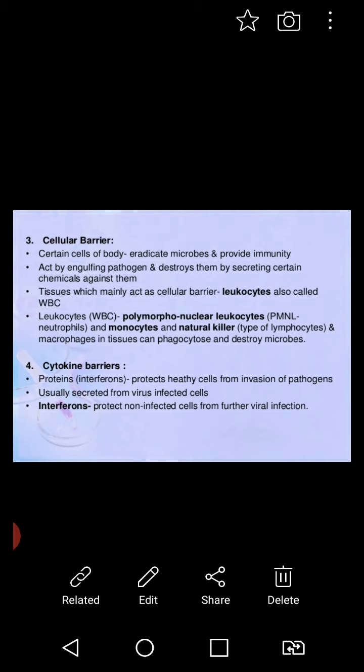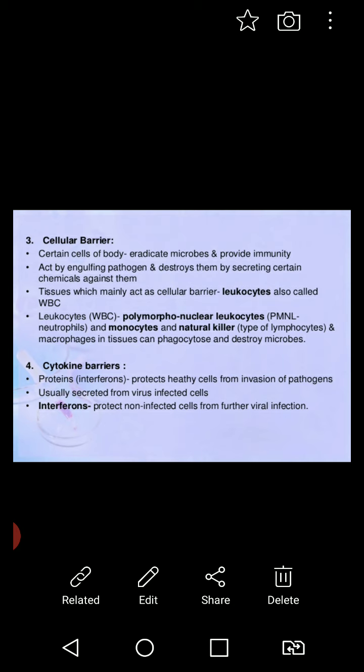What is the other name of PMNL? Neutrophils. And monocytes. Monocytes are also present in the WBC cells. Here, the natural killer cell types. It is also a type of lymphocyte in the blood, and macrophages in tissues.